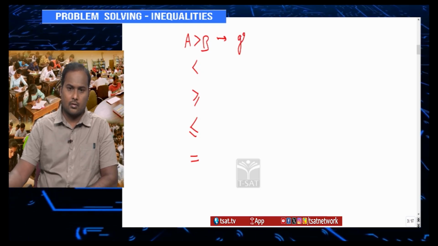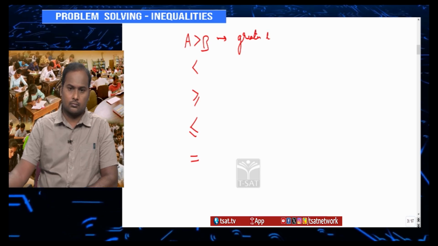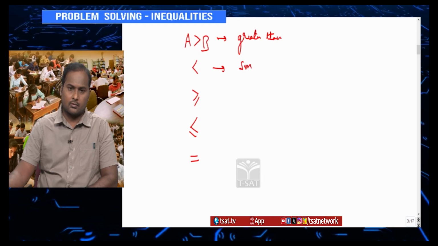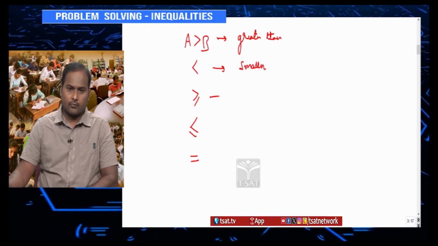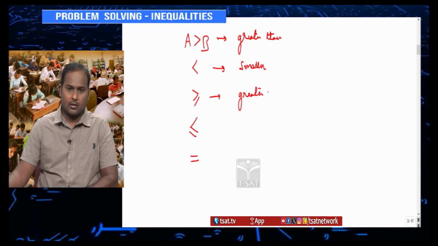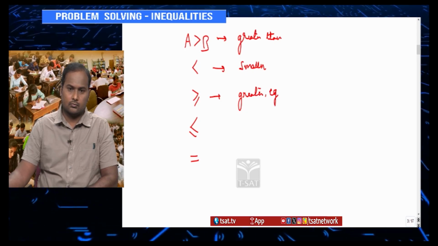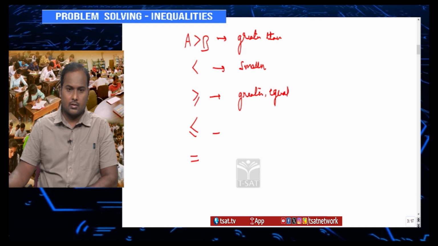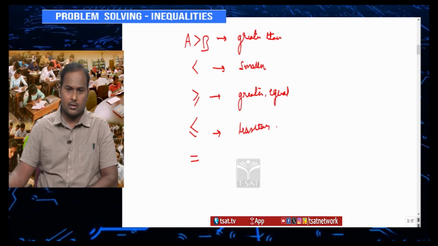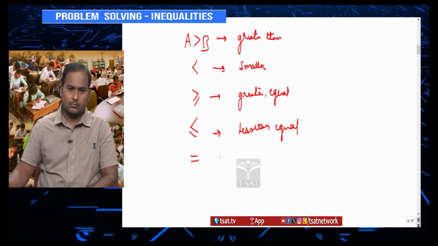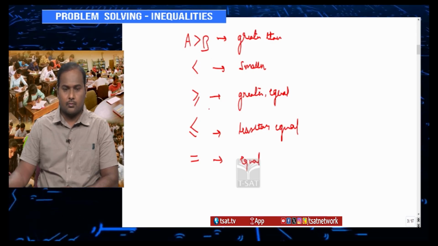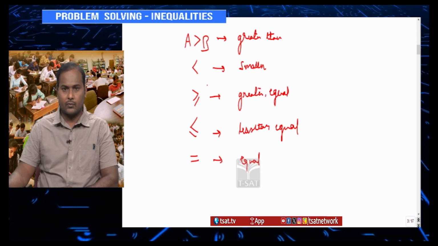One is greater than, the other one is smaller, so this comes under smaller. This is greater, equal. This is less than or equal to, less than, equal. So this we know, this is equal. So these are the 5 signs. Based upon these 5 signs we need to solve the problem.